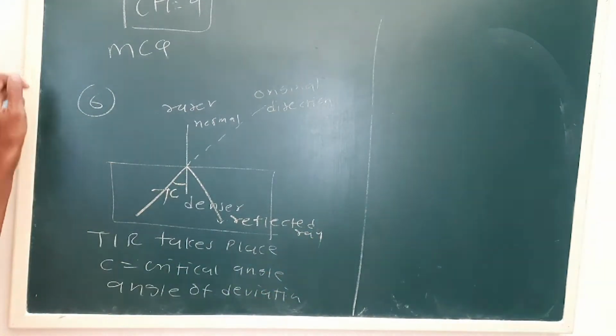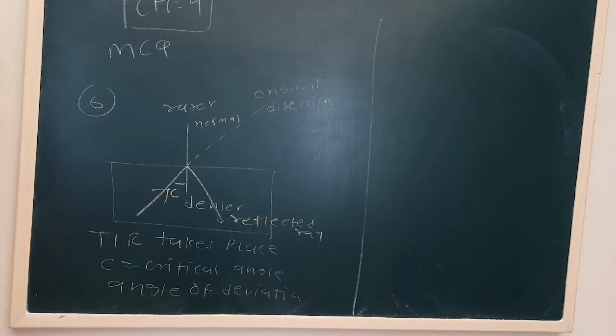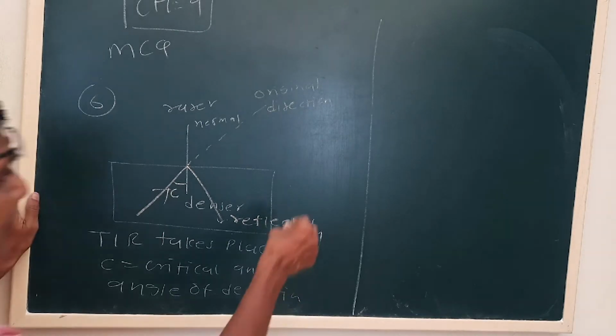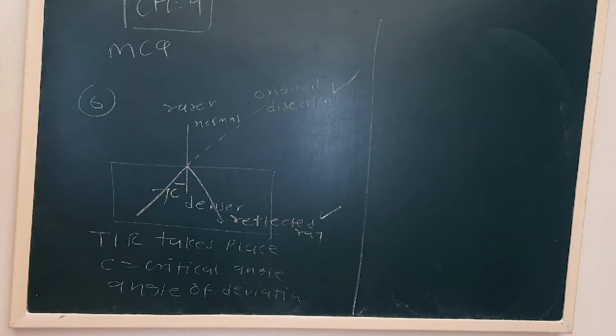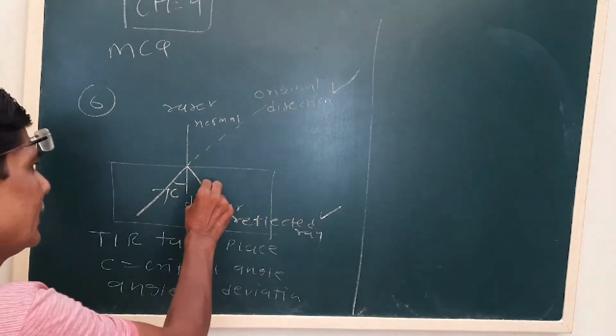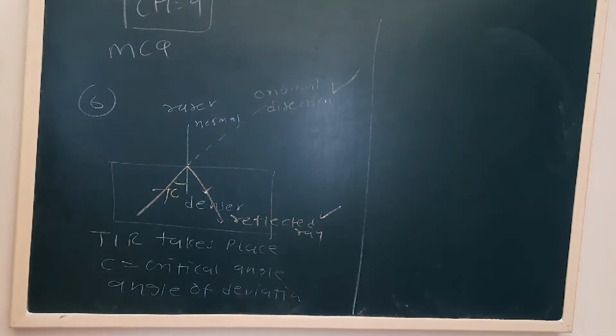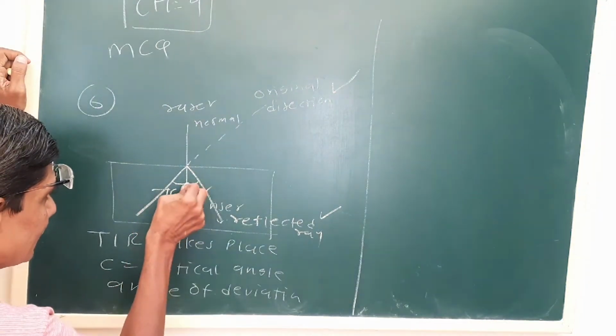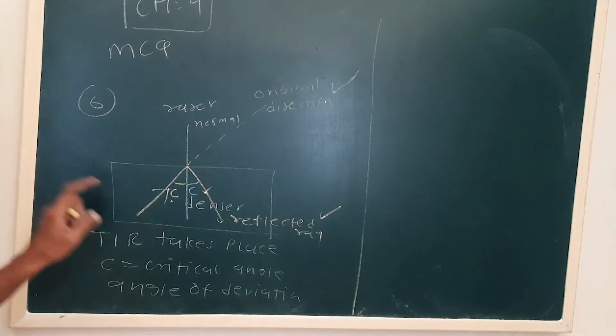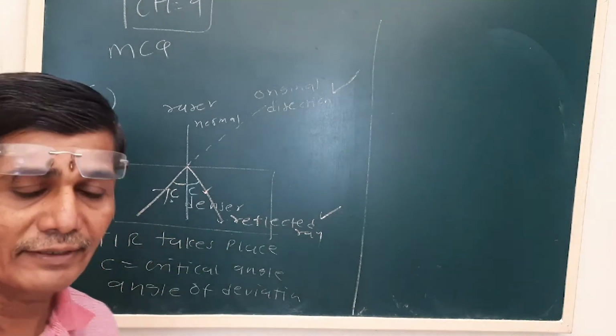Now see here, our question: what is the angle of deviation? Angle of deviation is the angle between the original direction and the reflected ray here. Why? Because TIR, total internal reflection, takes place. Now by the laws of reflection, this is the angle C, and this should also be equal to C. Why? Because the angle of incidence and the angle of reflection are the same.